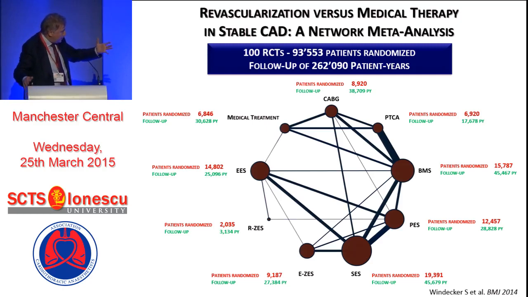The larger, for example, for bare metal stent or everolimus-eluting stent, the highest number of patients randomized, and the width of the line is according to the number of trials. So you can see, for example, that sirolimus-eluting stent and everolimus-eluting stent had a lot of trials to compare them.